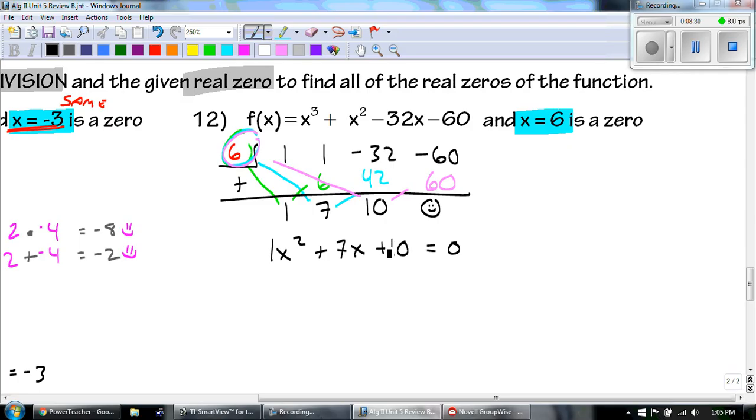Sorry, not minus 10, plus 10, Mr. Grice. It's been a long day. Okay, so to break it up, numbers that multiply to get to 10 and add to get to 7. Yeah, 2 and 5.